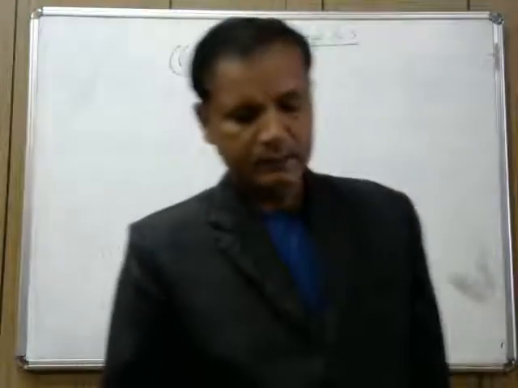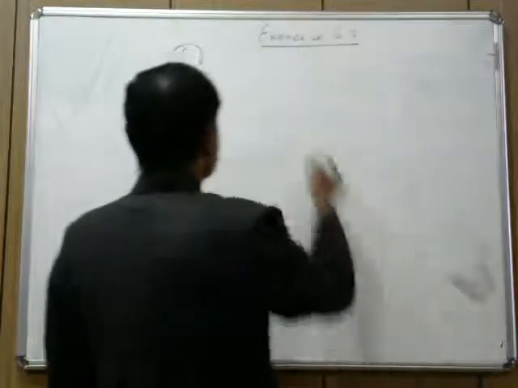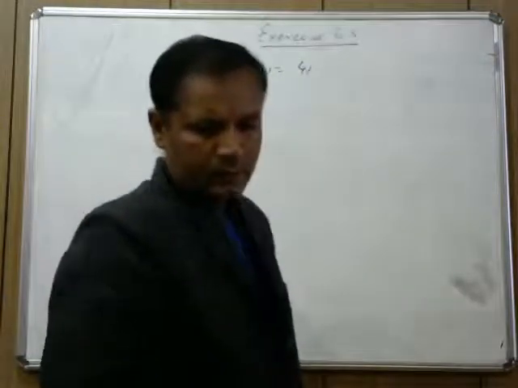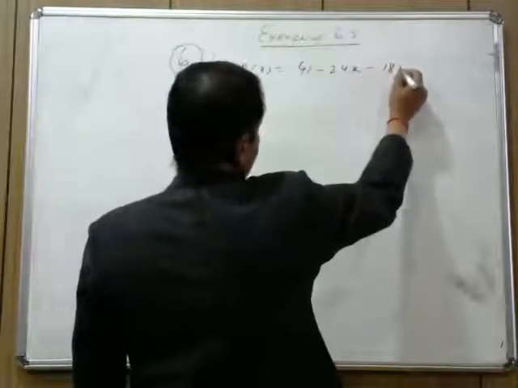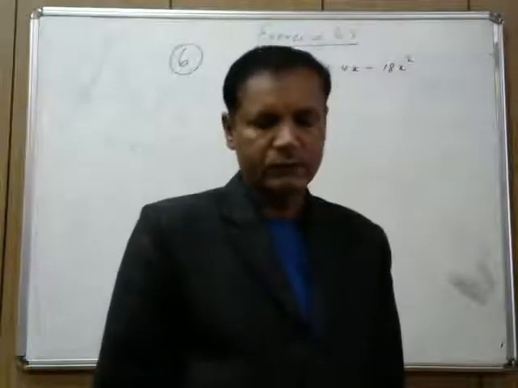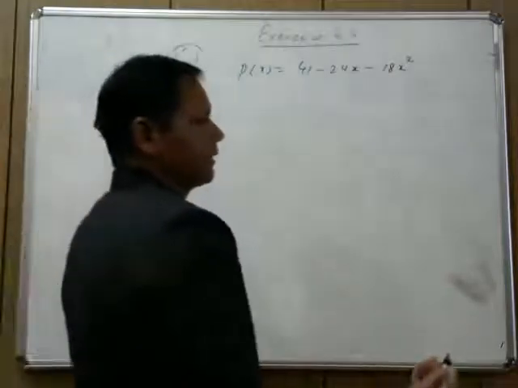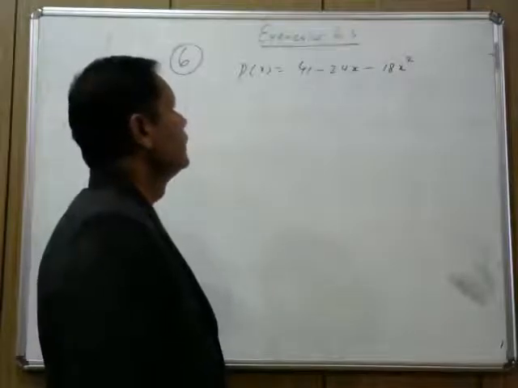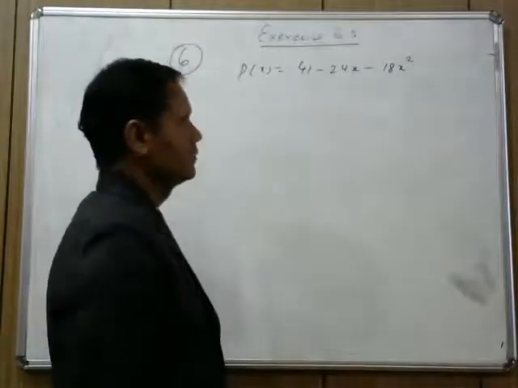Find the maximum profit that a company can make if the profit function is given by p of x is equal to 41 minus 24x minus 18x square. We have to find out the maximum profit. Here the function is given. That means indirectly the question is asking for what value of x this function will have maximum value.